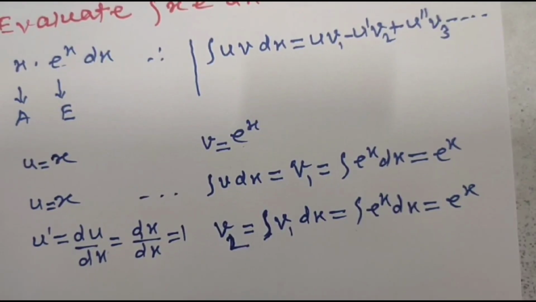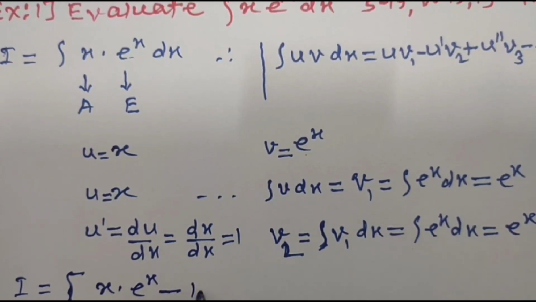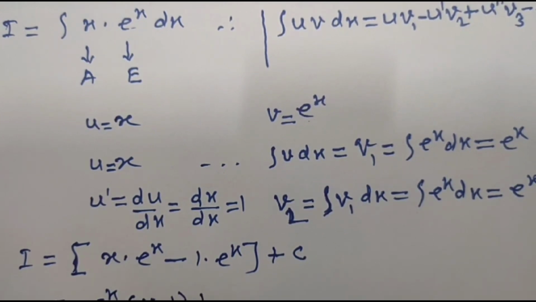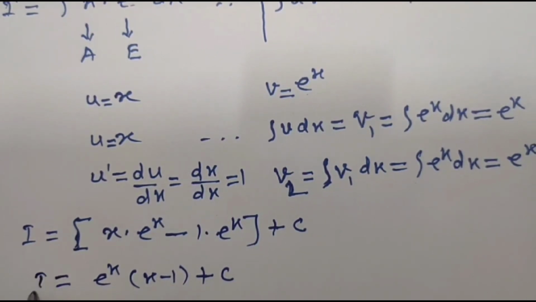Hence, I is equal to x into e to the power x minus 1 into e to the power x, plus integral constant c. Simplify this. You can take e to the power x common from these two terms. E to the power x into bracket x minus 1 plus integral constant c. This is the solution of this sum, or the value of the given integral.